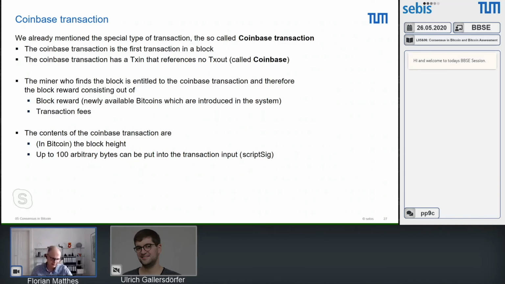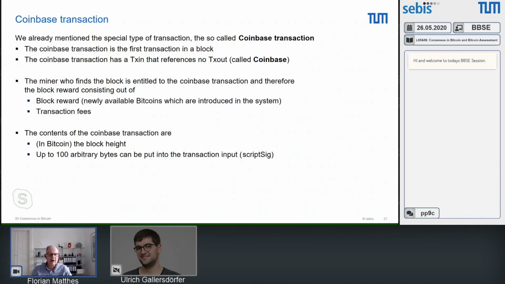And then there were some discussions whether these could be pointers to child pornography and whether the whole Bitcoin blockchain should be shut down because it contains pornographic content. Yeah, so also some interesting developments.